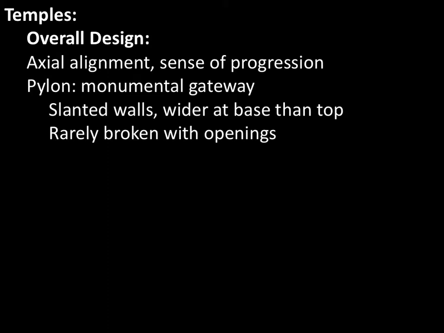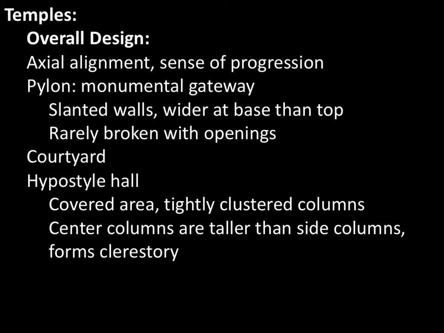The first part of the building is called a pylon or the gateway. Again, it's monumental. It is huge and it is a monument to someone. So this pylon is a massive wall. It's slightly slanted, so it's wider at the base than it is at the top. And it doesn't have anything, no windows or any openings built into it, just a central opening, a doorway. And once you get past the pylon, you move into the courtyard area. And after the courtyard, you move into the hypostyle hall, which is a covered area where you have this tight cluster of columns.